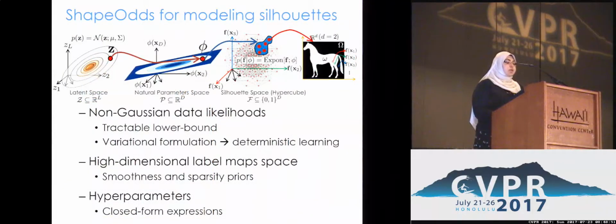In this paper, we address the problem of modeling a population of silhouettes by learning a generative model of a shape population directly in the silhouette space without relying on any intermediate representation. We propose a Bayesian treatment of a latent variable model. We call it ShapeOdds, a low-dimensional shape-generating process. It automatically estimates model hyperparameters via closed-form re-estimation expressions without the need for discrete searches or cross-validation.